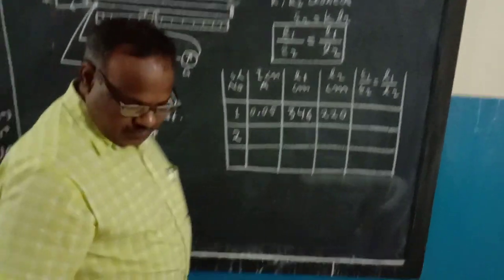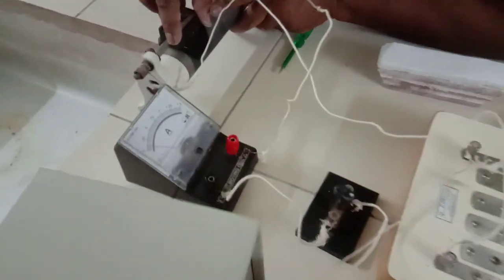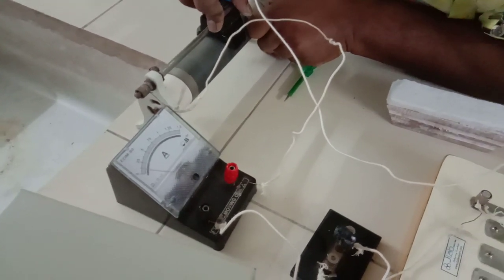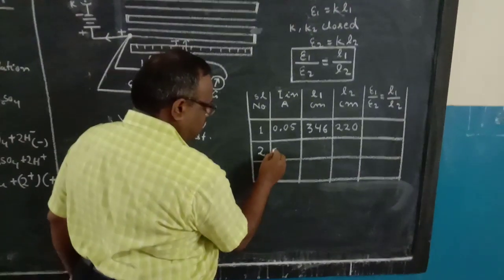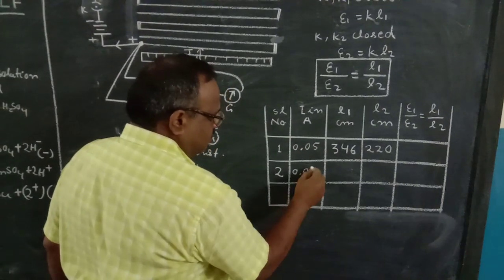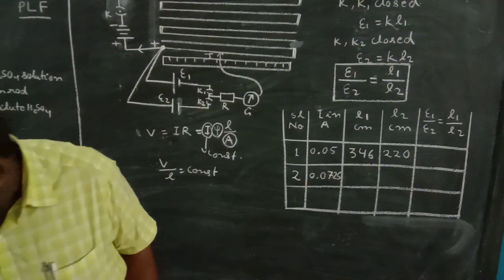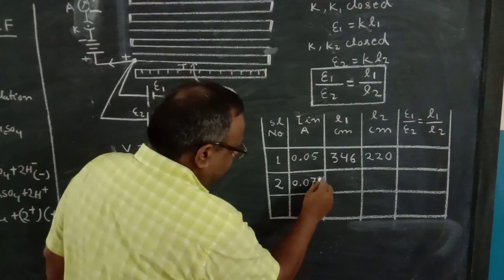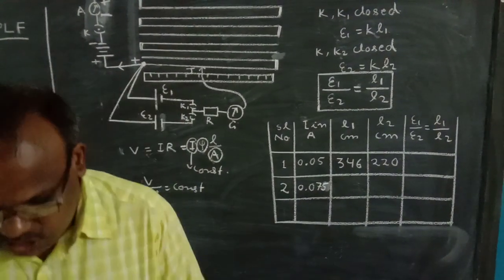Let us increase the current. I am increasing the current by 1 division more. Now the current is increased by 1 division. Then it is coming 0.0725, which was coming 0.075. So this much. Now again you do the same thing.